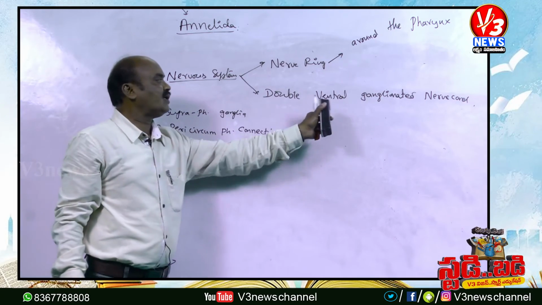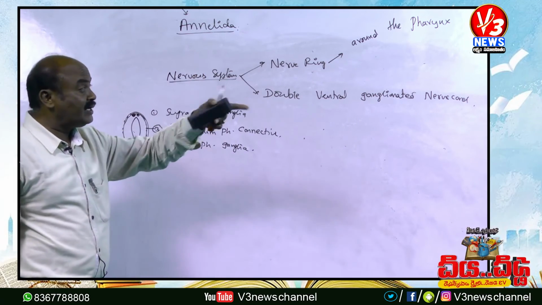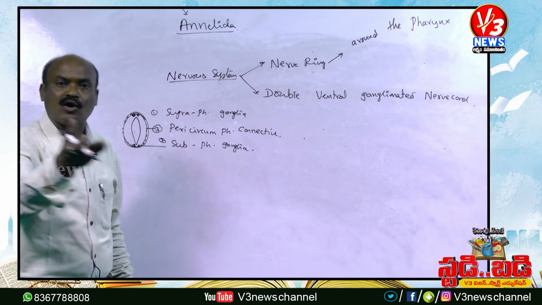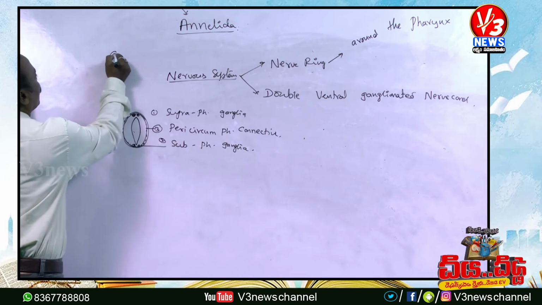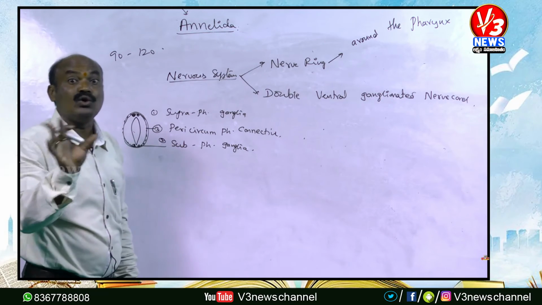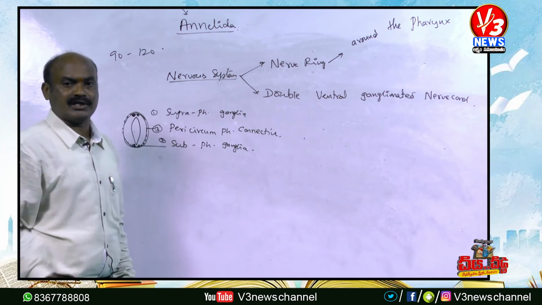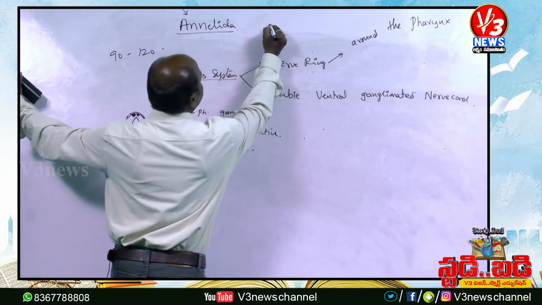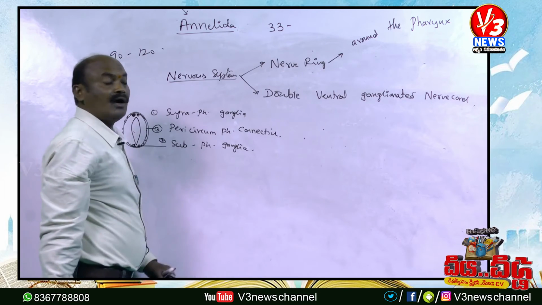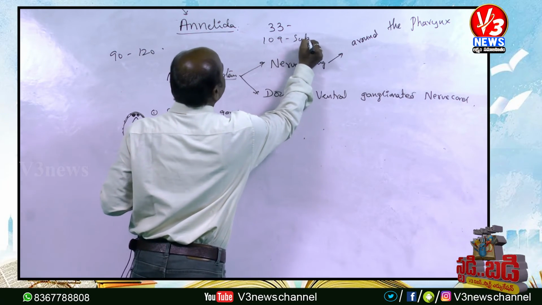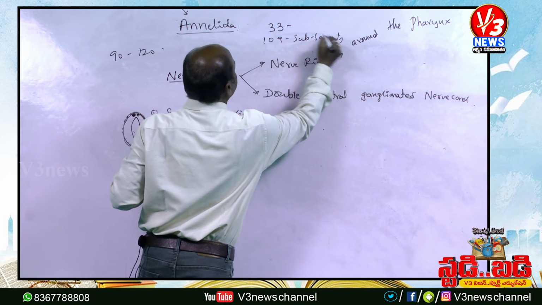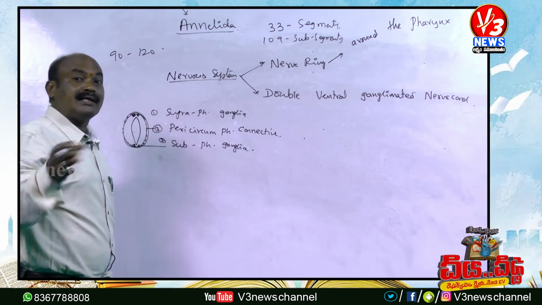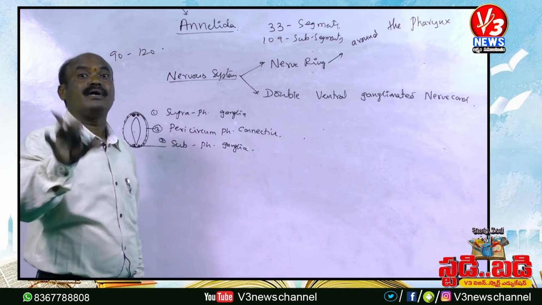Then coming to the second one, the double ventral ganglionated nerve cord. In annelids, the body is divided into many ring-like structures, commonly called segments. There are nearly 90 to 100. There is no definite number of segments except in leeches, the Hirudinea group. In leeches, the definite number of segments is present. There are 33 segments and 109 subsegments. But in other annelids, there is no definite number of segments.